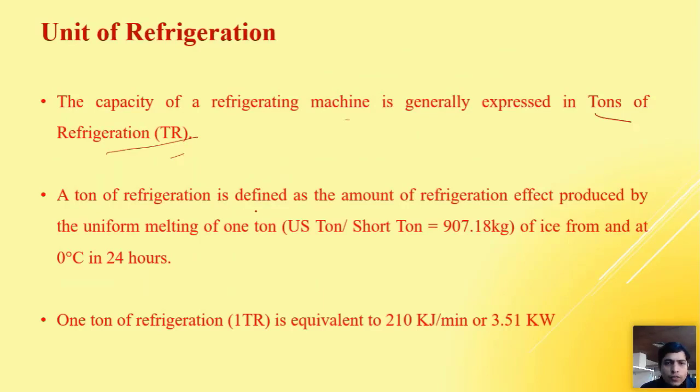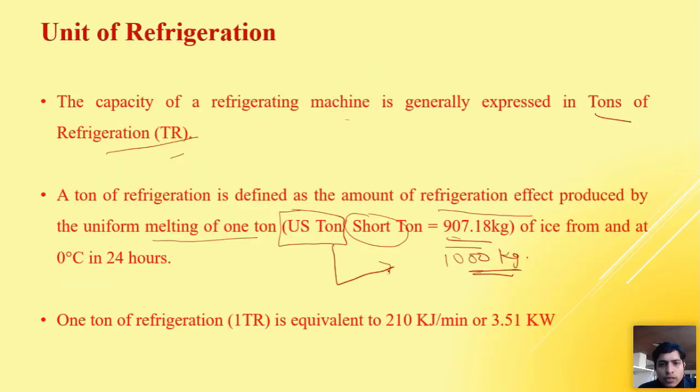A ton of refrigeration is defined as the amount of refrigeration effect produced by the uniform melting of 1 ton, where 1 ton refers to the 1 US ton or 1 short ton, which is equal to 907.18 kilograms instead of 1000 kilograms. A very important thing to take care of is that this ton is not equal to 1000 kilograms. Because refrigeration initiated in the American region, we use the ton as used by the Americans. So the American ton, short ton or US ton is equal to 907.18 kilograms of ice from and at 0 degrees Celsius in 24 hours.